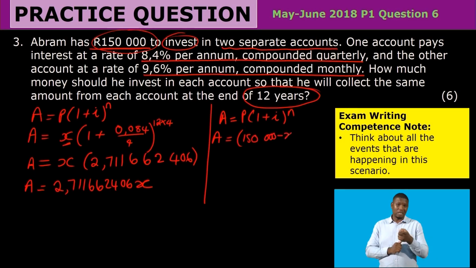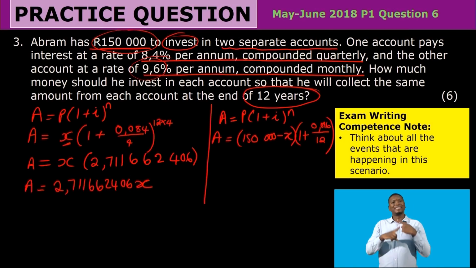So that's going to be 150,000 minus X. And of course, that is going to be multiplied by 1 plus the interest of the second account. We were told it's an interest of 9.6%, so that is 0.096, divided by 12, since it's compounded monthly. And when it comes to the exponent, it is 12 years, and we are going to multiply that by another 12 for compounding monthly, and that is an exponent of 144.